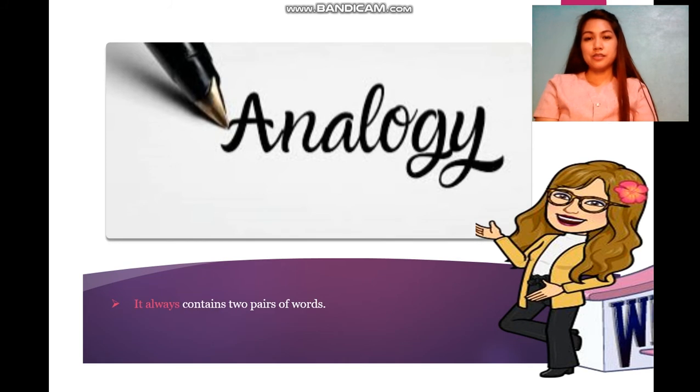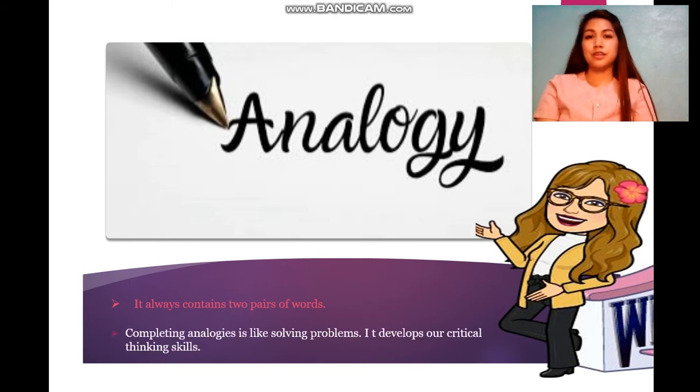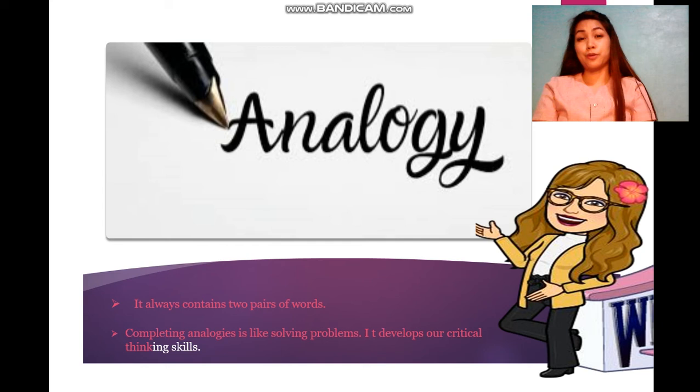It always contains two pairs of words. These pairs of words are used to determine the relationship and similarities between pairs of words for the purpose of clarification and explanation. Completing analogies is like solving problems. It develops our critical thinking skills.